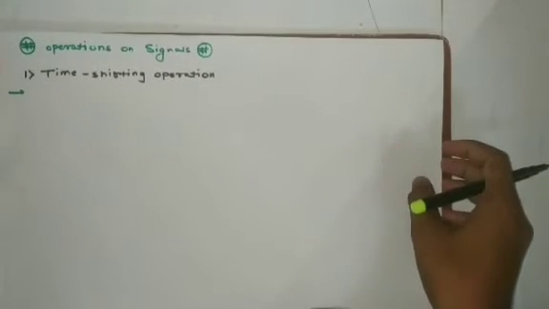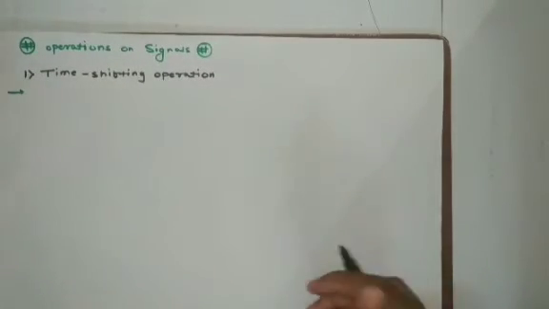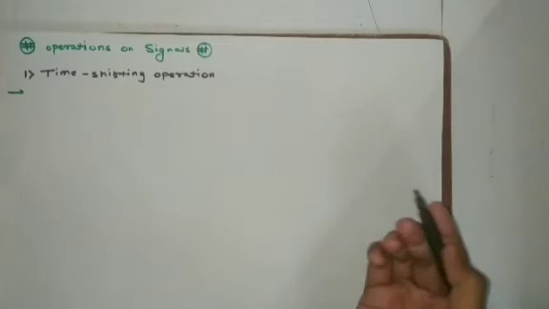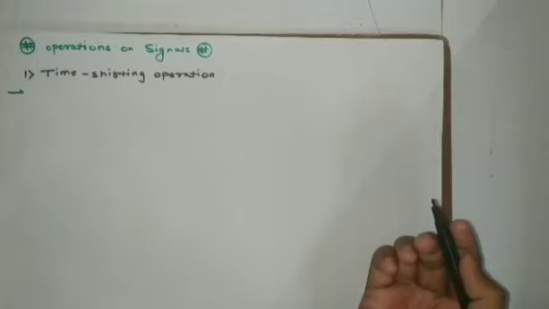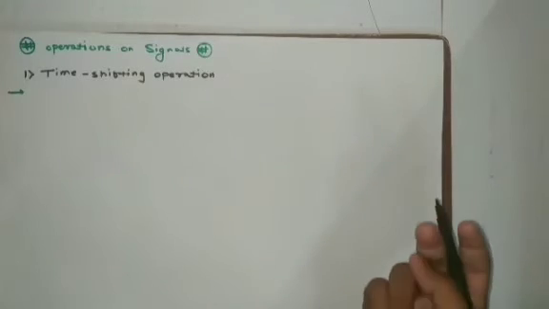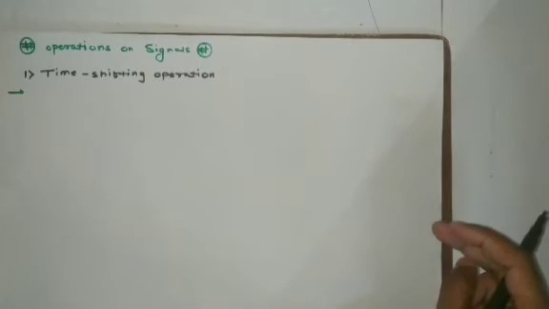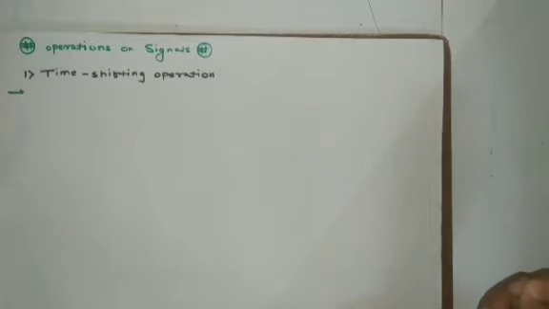In this segment, we'll discuss the different operations performed on signals. Now, as far as a signal is concerned, there are two important characteristics that can be changed. One is time period and the other one is amplitude.